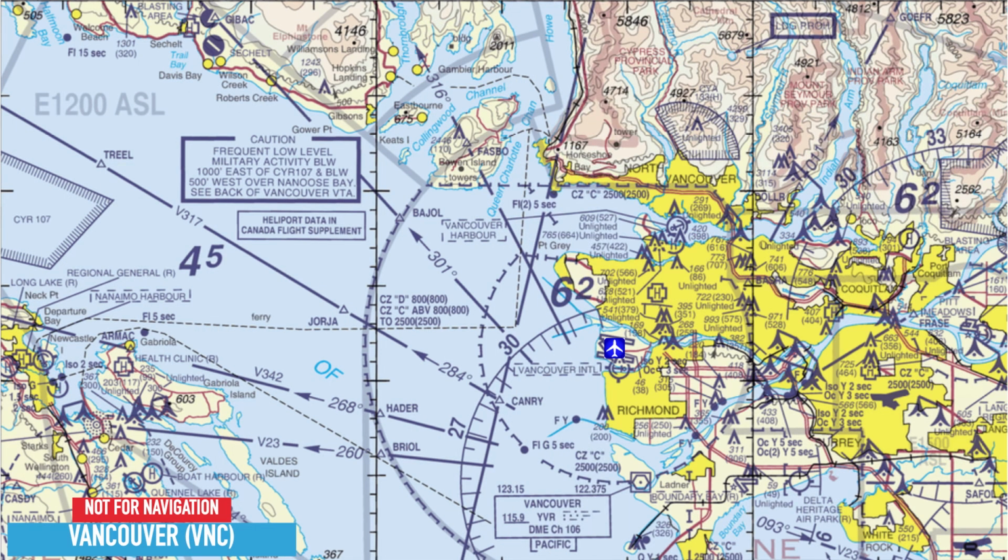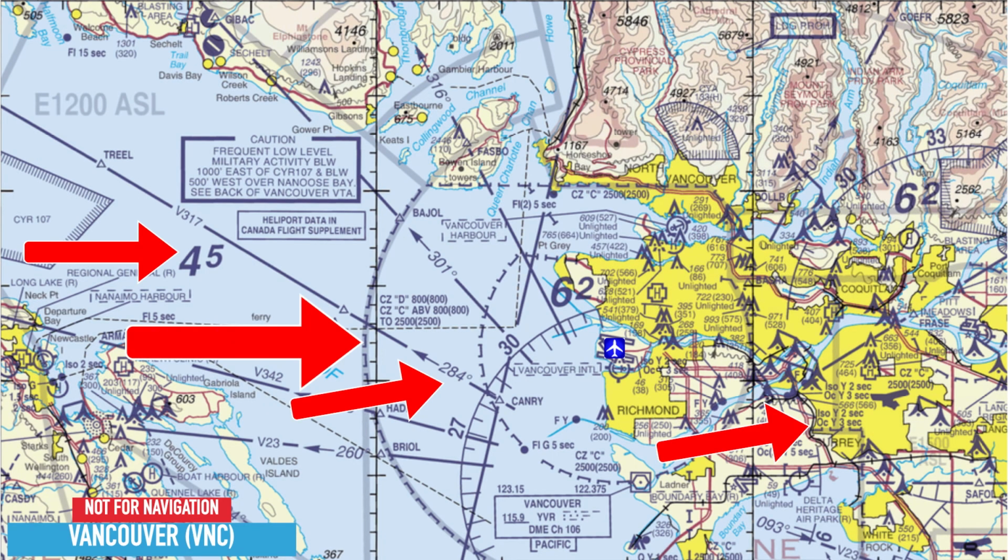Here is an example of the Vancouver, British Columbia VFR Navigation Chart, VNC. You can see that it contains a lot of information such as airspace, cities, airways, elevations, other chart notes, etc. It can get quite congested to read.